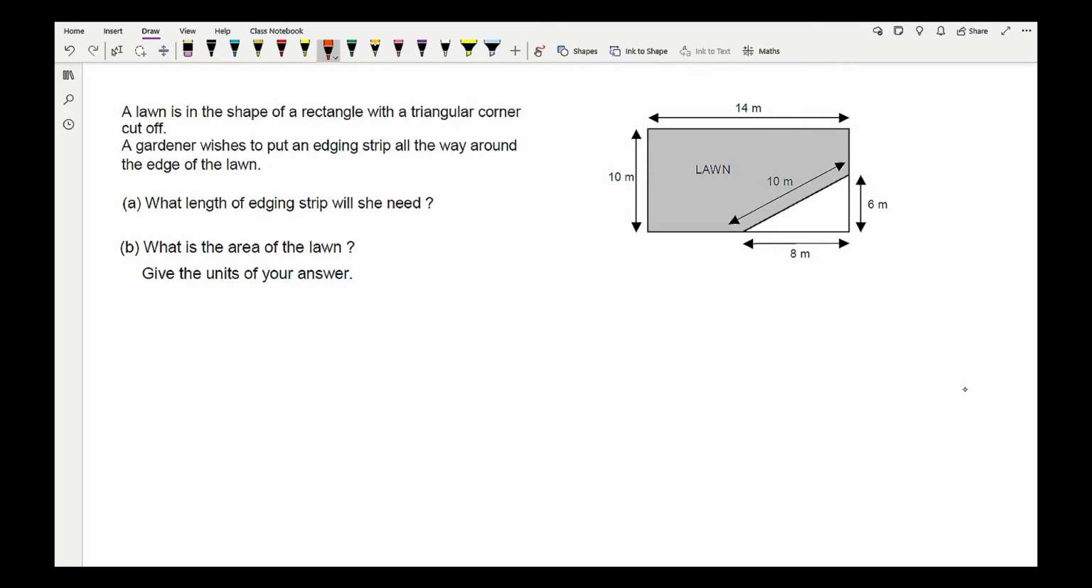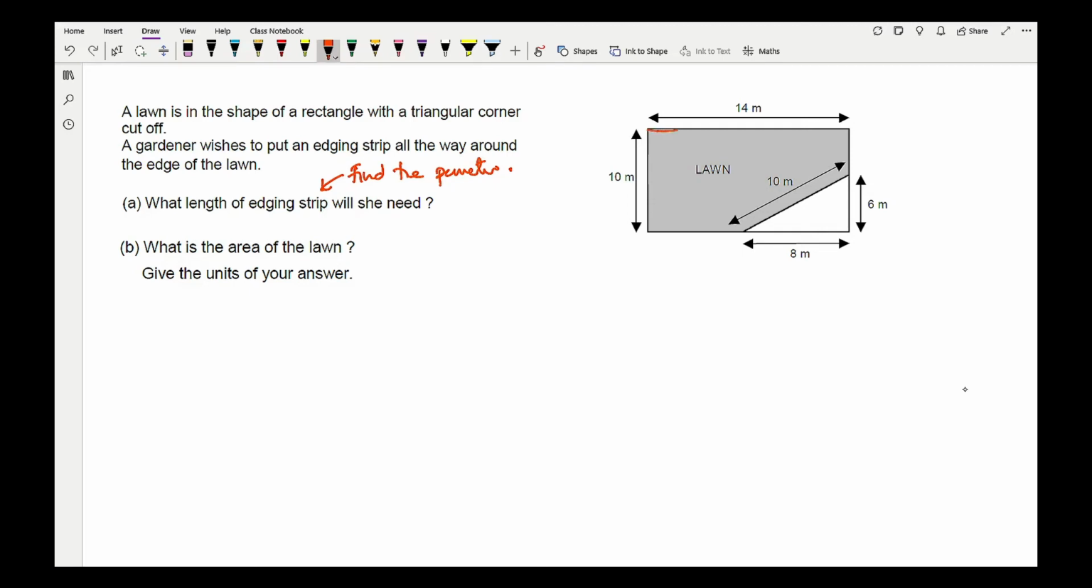The gardener wishes to put an edging strip all around the edge of the lawn. What length of edging strip will she need? So for this, what it's basically asking me is to find the perimeter of this particular shape.